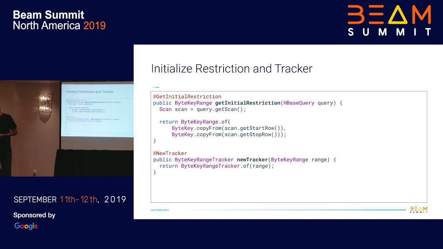So how is this done in the implementation? Well, you have a normal DoFn function, and you first define your initial restriction. So in the case of HBase, our restriction, as we said, is the limits of the scan. So we have the start row and the end row, and this produces the range that we care about. And for every restriction, we have an associated tracker. So we create this like that. This is just to register this for the use of the runner when it runs.